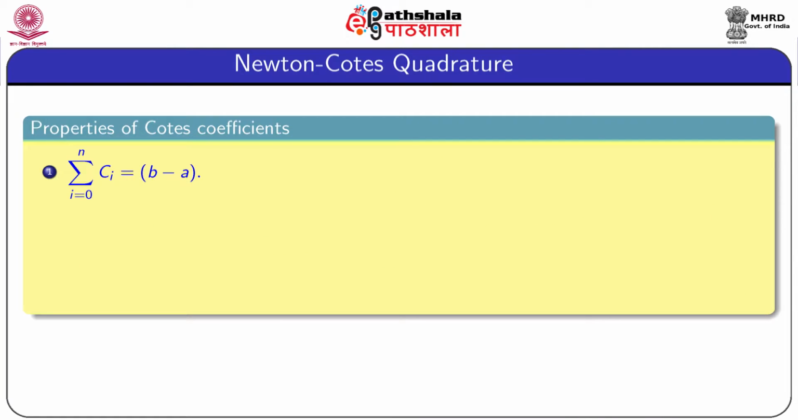The Newton-Cotes quadrature coefficients satisfy some important properties. The first one is summation i equal to 0 to n Ci equal to b minus a, that means the sum of all Ci's equals b minus a, and the sum of all hi equals 1. The coefficients Ci are symmetric, that means Ci equal to Cn minus i, that means C0 equal to Cn, C1 equal to Cn minus 1, and so on. Similarly, the other coefficients hi are also symmetric, that means hi equal to hn minus i.